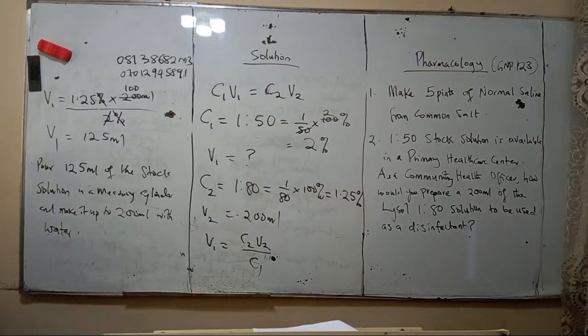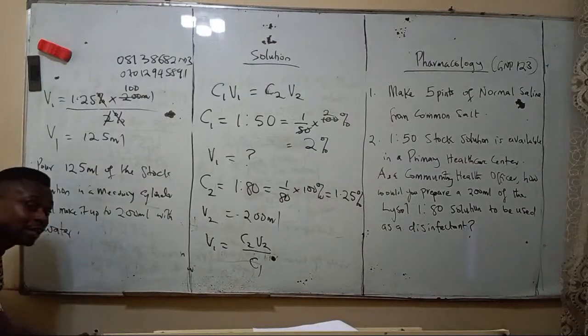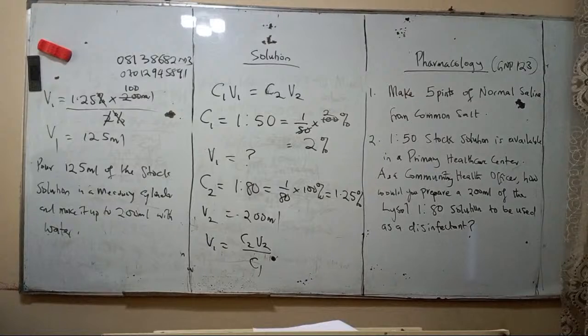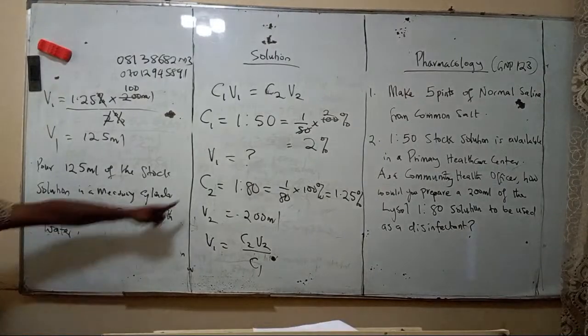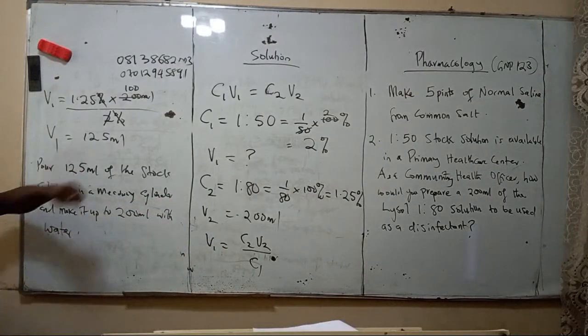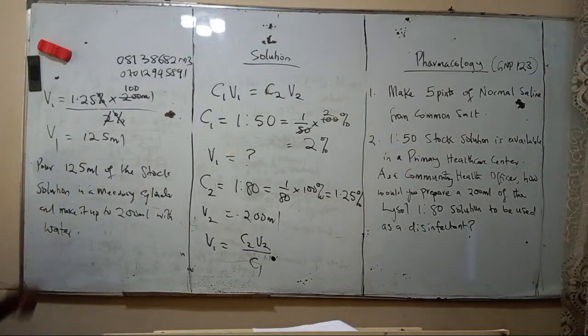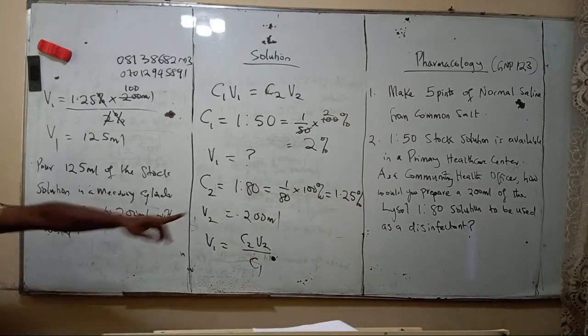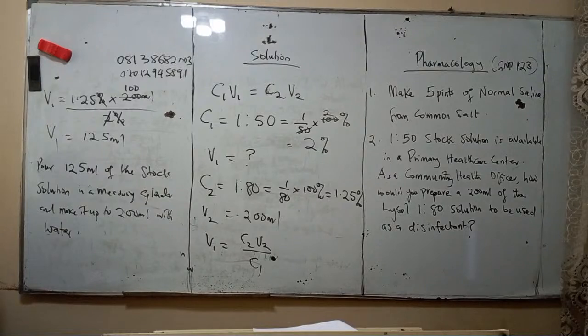I now said that since you now know V1, it is the volume of that stock solution you will need to take and dilute. So if you want to prepare this solution now, simply take 125 ml of that stock solution. Add it to water until you get to 200 ml. Shake it well. You have prepared this diluted Lysol for your what? Disinfectant. At least use water that is sterile, that is not contaminated, that is somehow bacteria free, because you are preparing this disinfectant.